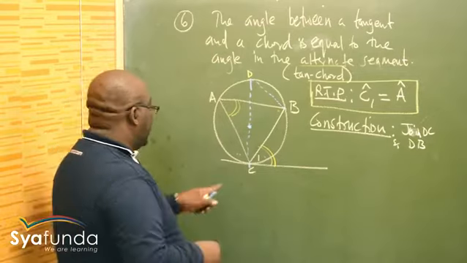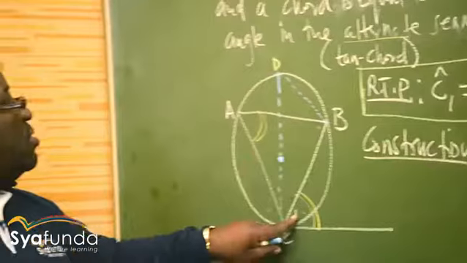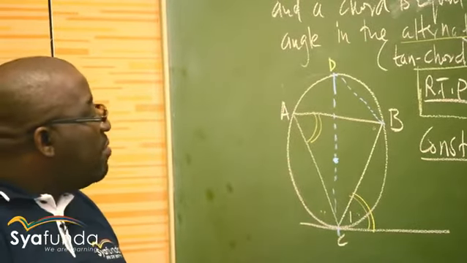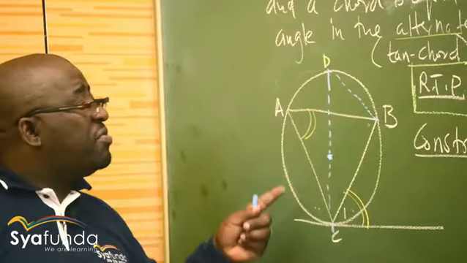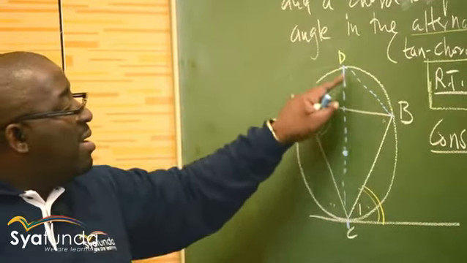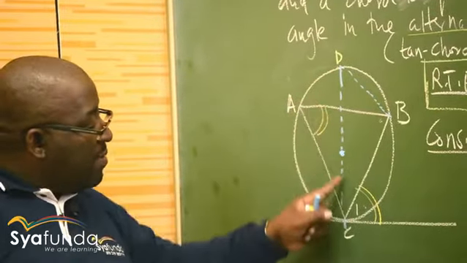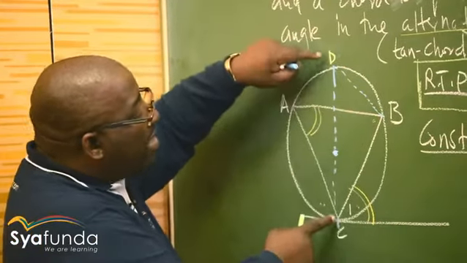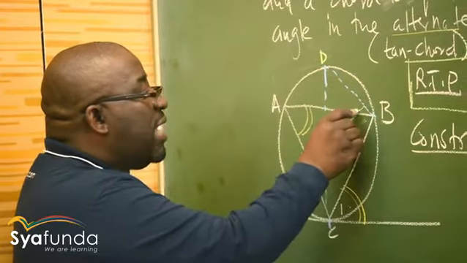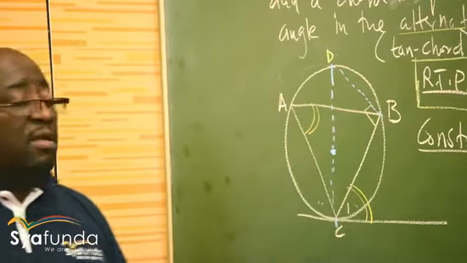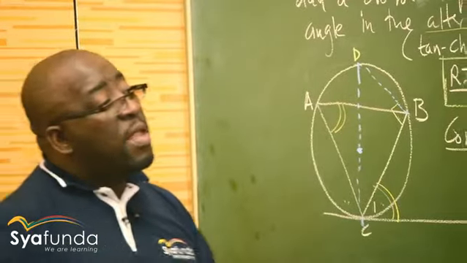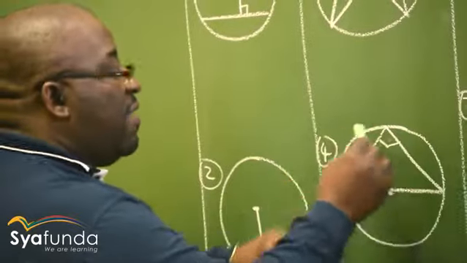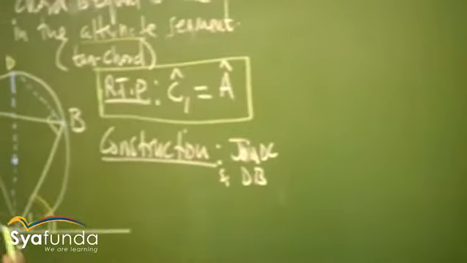Remember, I want to prove that C1 is equal to angle A. That's what I want to prove. Let's do this thing. Now that I've got my construction, there's something that is telling me this is a straight line, a diameter. This diameter forms that angle. If the diameter forms that angle, what is the value of this angle here? It is 90 degrees. We're taking it from the fact that whenever we've got a diameter, if we take it into the circumference, the angle formed there will always be 90 degrees. So that's what we know.